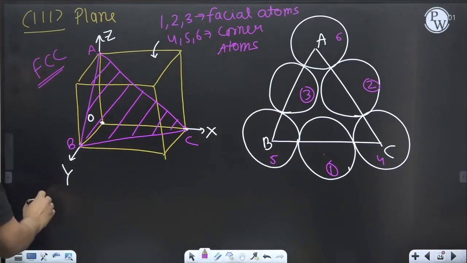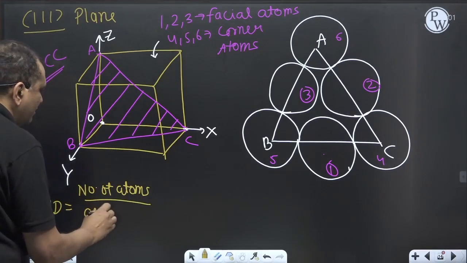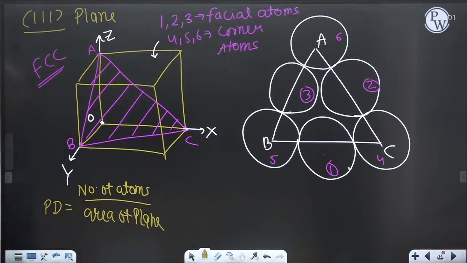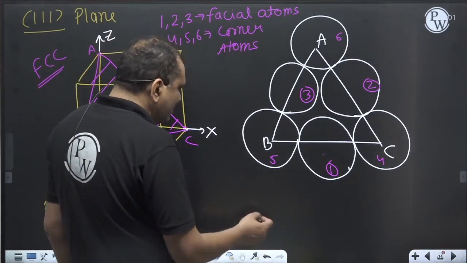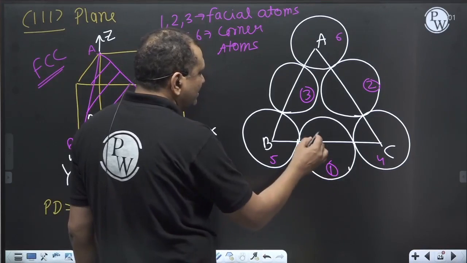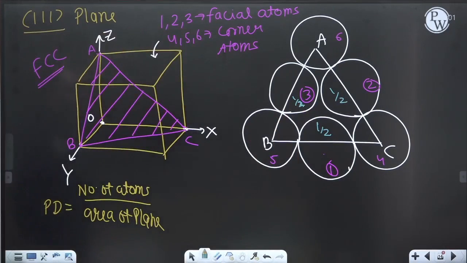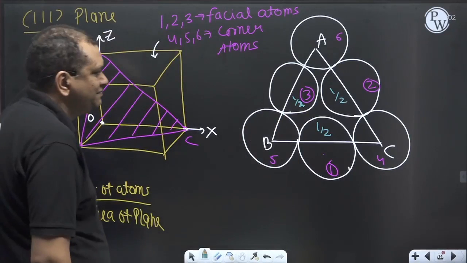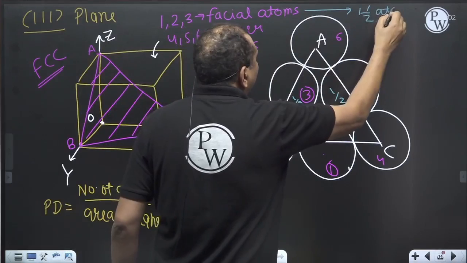Okay. So now, what is my planar density, PD? PD is the number of atoms on any plane divided by the area of the plane. So for the number of atoms, some other color I will choose. Half atom, half atom, half atom. So the facial atoms are contributing 1.5 atoms.